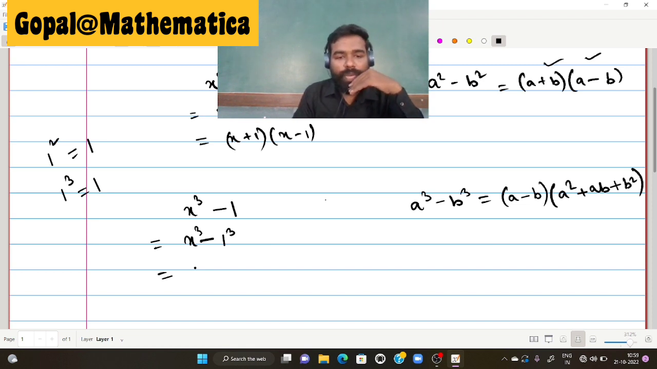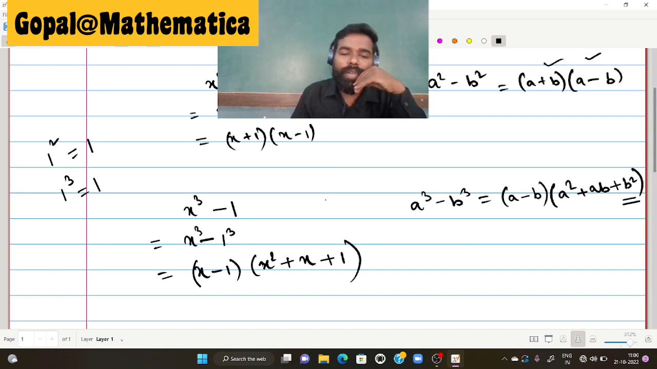ठीक है, so after this we will use this formula. We get x minus 1 and then x square plus x plus 1, because b square is there, b square matlab 1 square, that is 1. So we have these two.